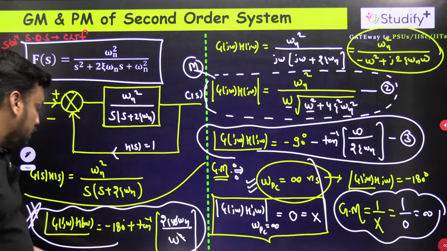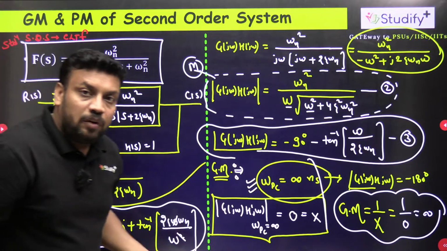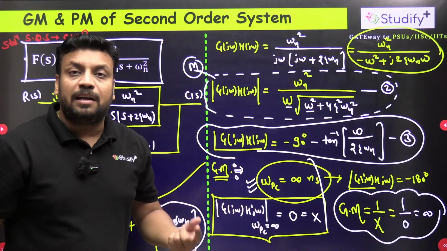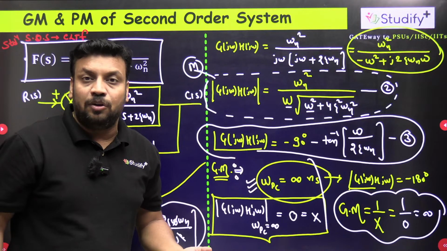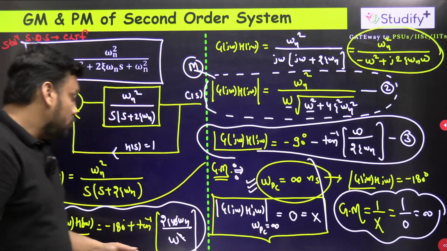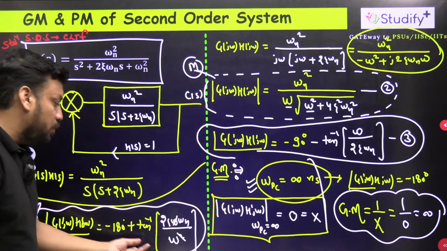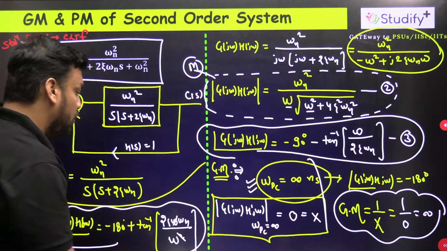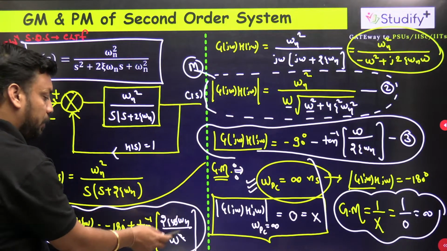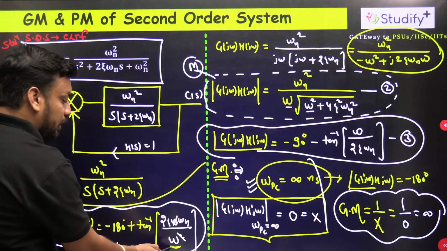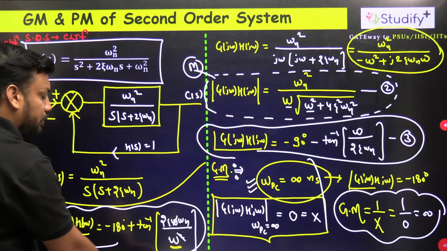Now tell me guys, what is the definition of omega PC? Omega PC is the frequency at which the angle of G(j omega) H(j omega) should be minus 180 degree. So tell me, is it already minus 180 degree? Now this you need to make 0. This is twice zeta omega n upon omega. Now tell me, what value of omega should I put so that this entire value will become 0?